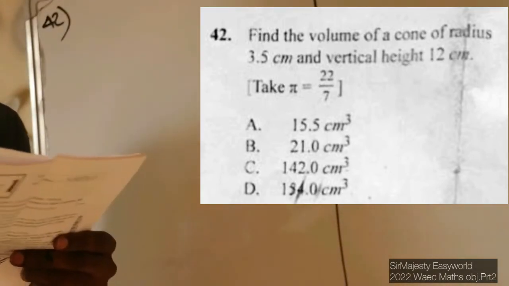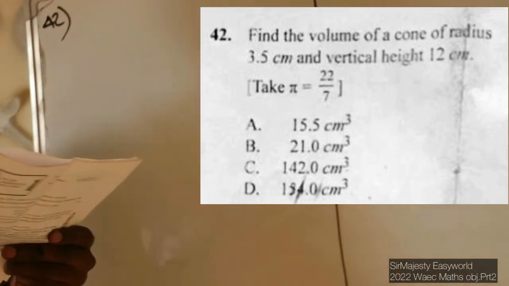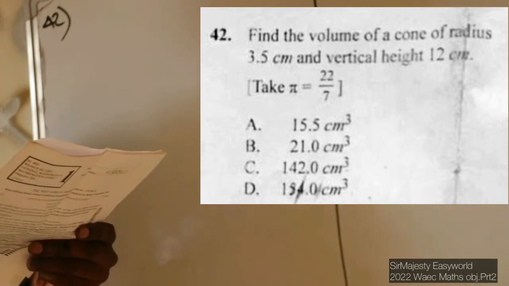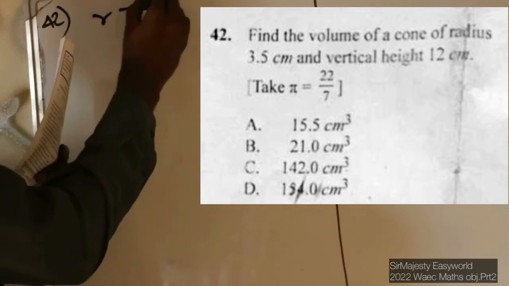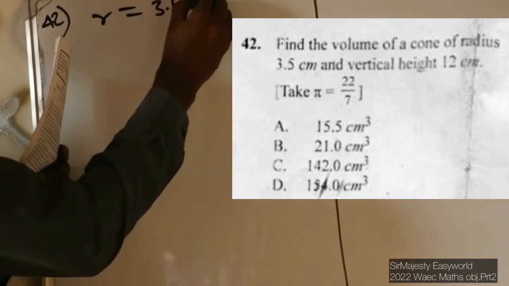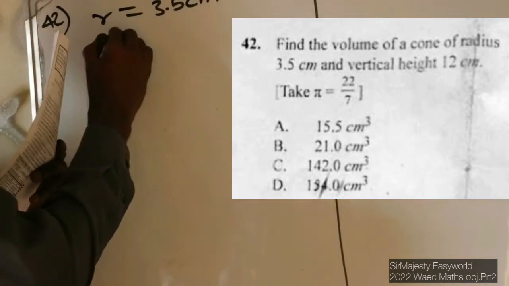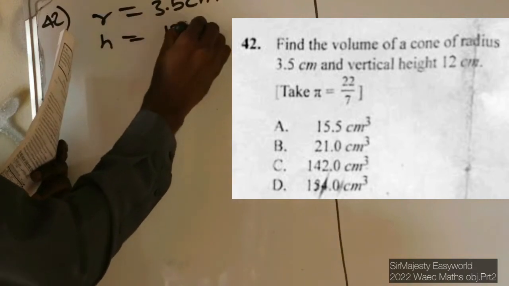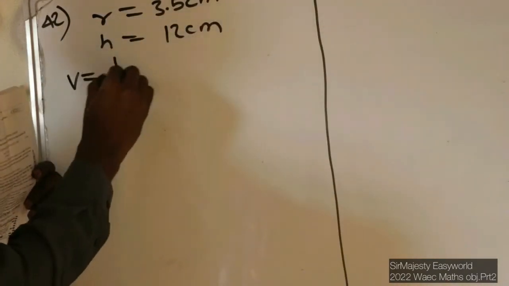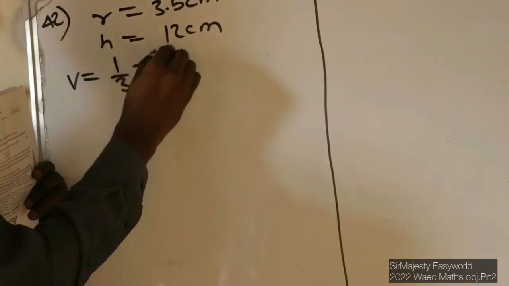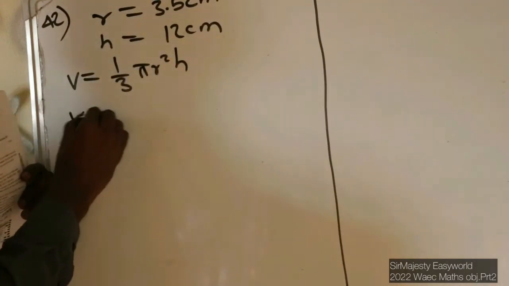Okay, so question 42 says, find the volume of a cone of radius 3.5 centimeter and vertical height 12. So the radius of our cone is 3.5 centimeter and the vertical height is 12 centimeter. The formula for finding the volume of a cone is 1 all over 3 pi r square height. So we begin to substitute.